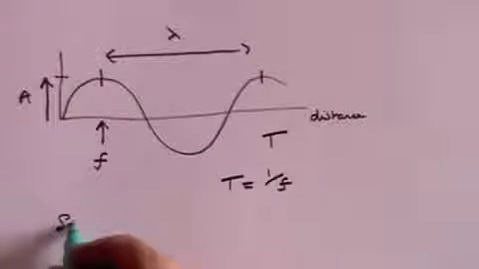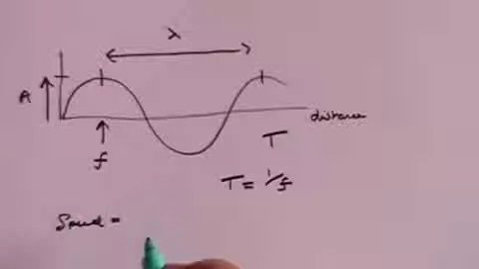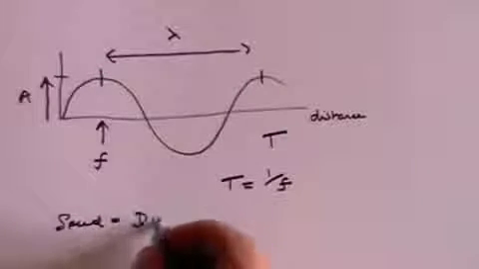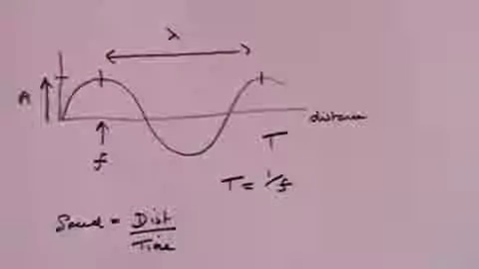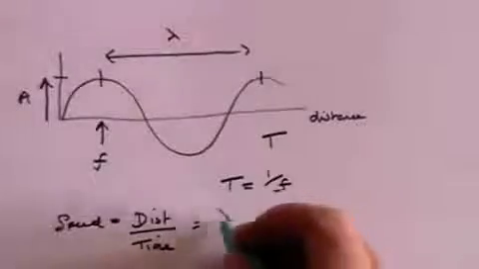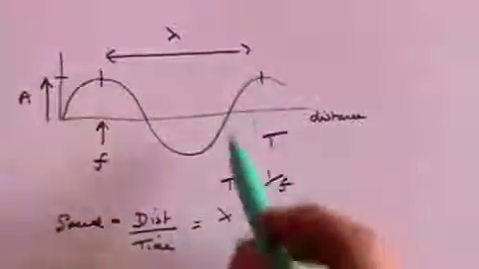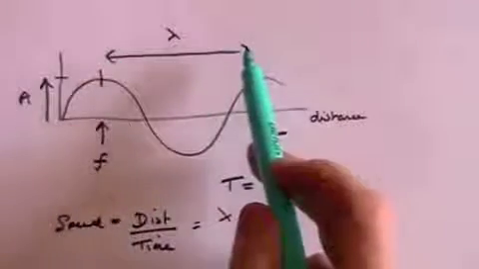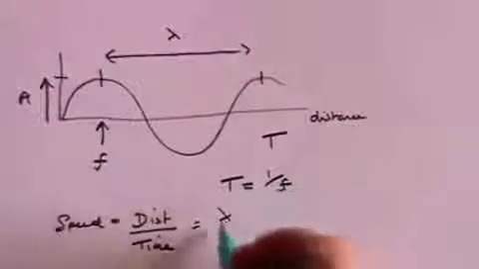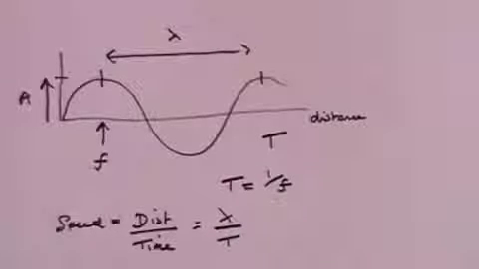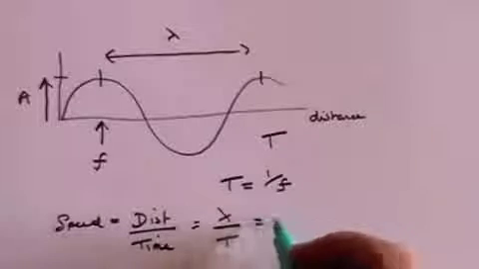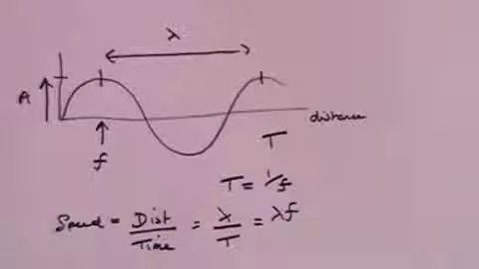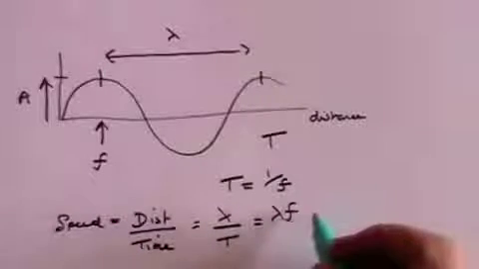The speed of a wave is like the speed of anything else. It's the distance divided by the time taken to travel that distance. And if we think that the distance is the wavelength, what is the time taken to travel that wavelength? Well, the answer is, of course, T. So the speed of a wave is lambda divided by T. But T is 1 over f, and so that is one and the same thing as lambda f. So the speed of a wave is its wavelength times its frequency.